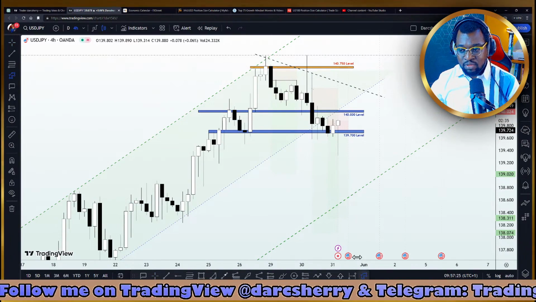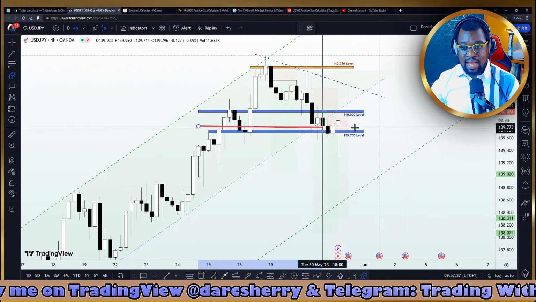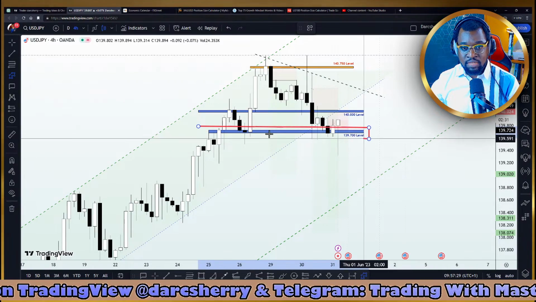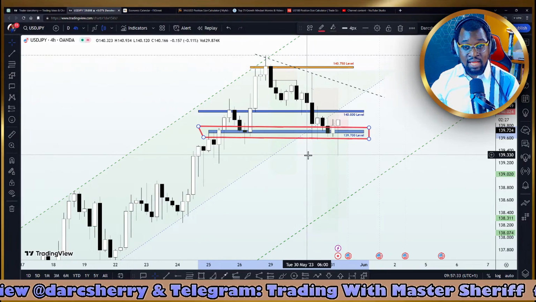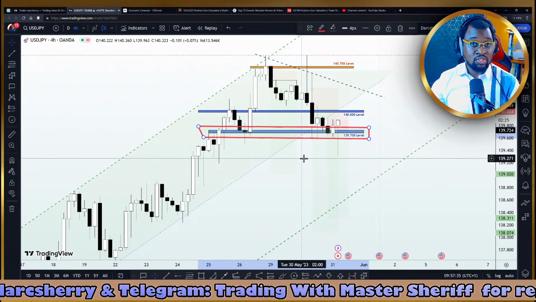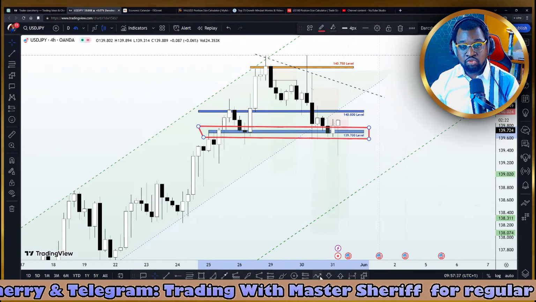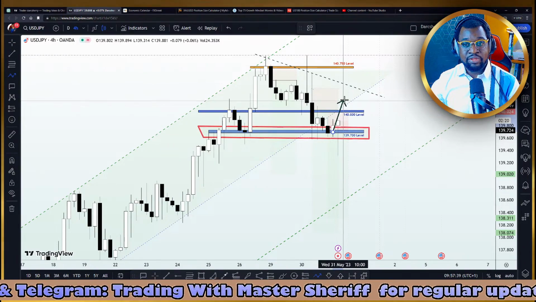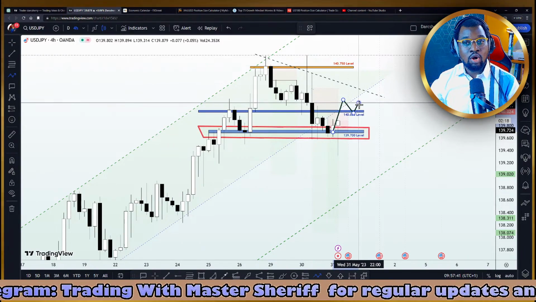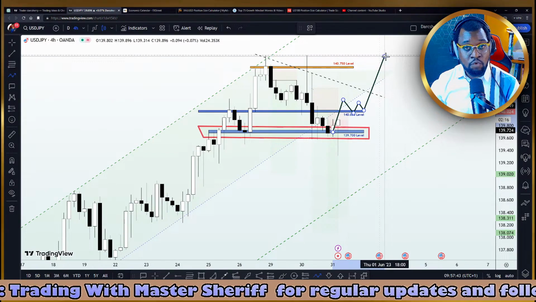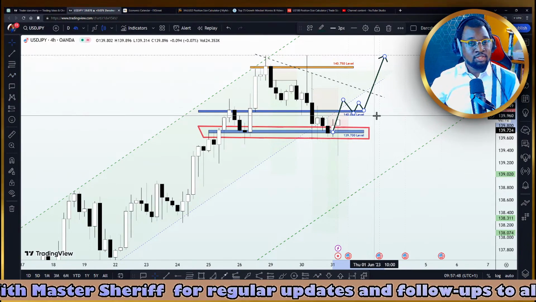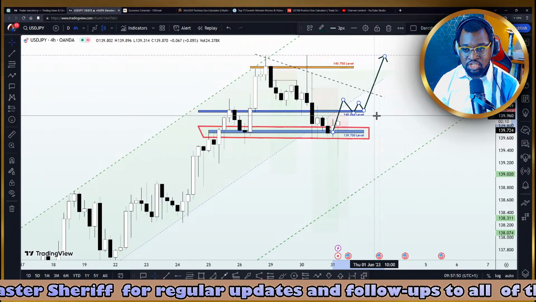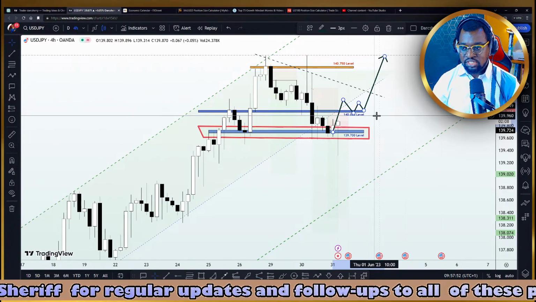So we already have the 139.700 identified here, strong demand zone. So far so good. So we want to see a breakdown for us to sell, and if this demand zone is going to hold, then a breakout retest of the 140.00 area will be welcoming a buy position for today. And trust me, I will be with you in the comment section as usual to give you updates as at when due. So that is that on the USDJPY.